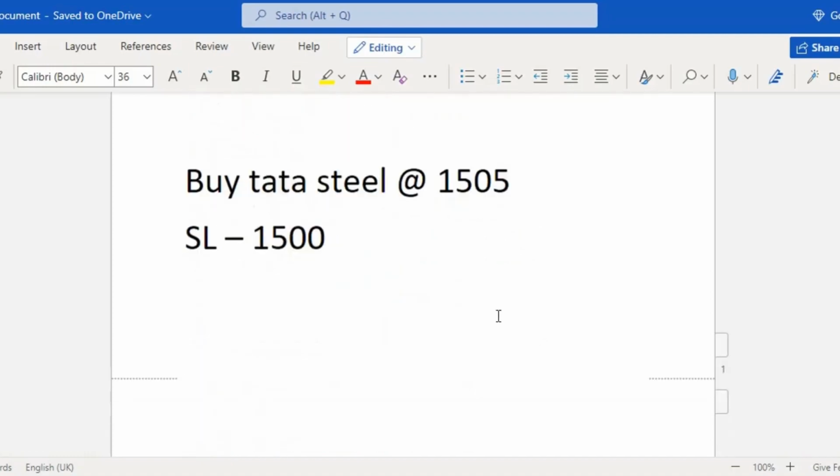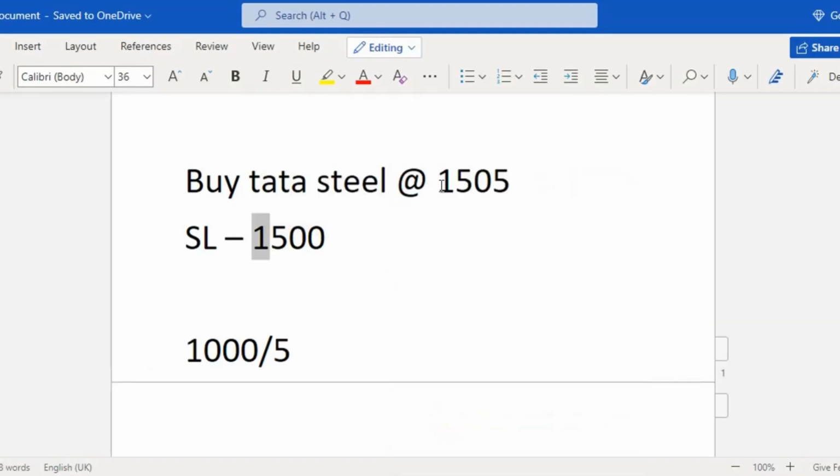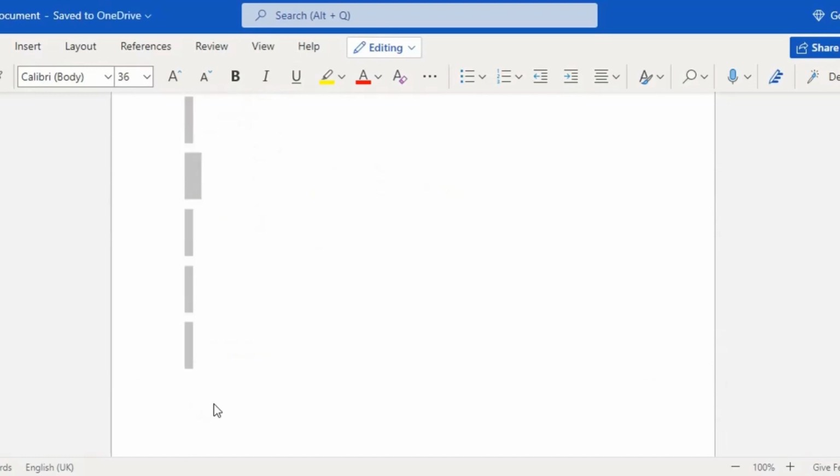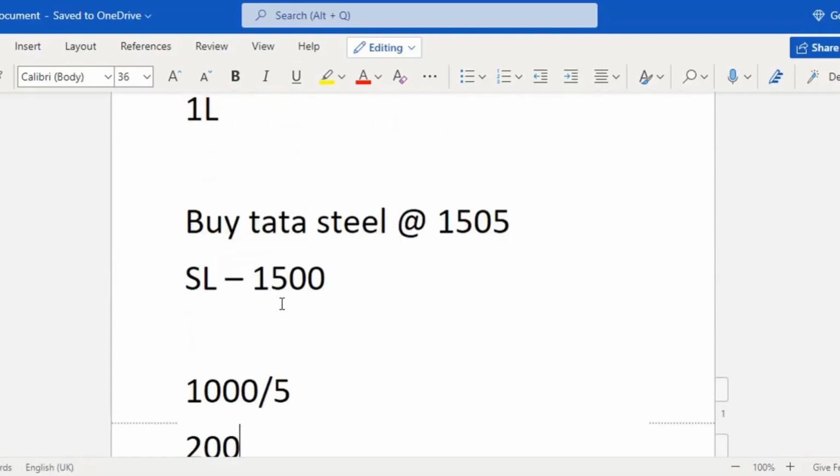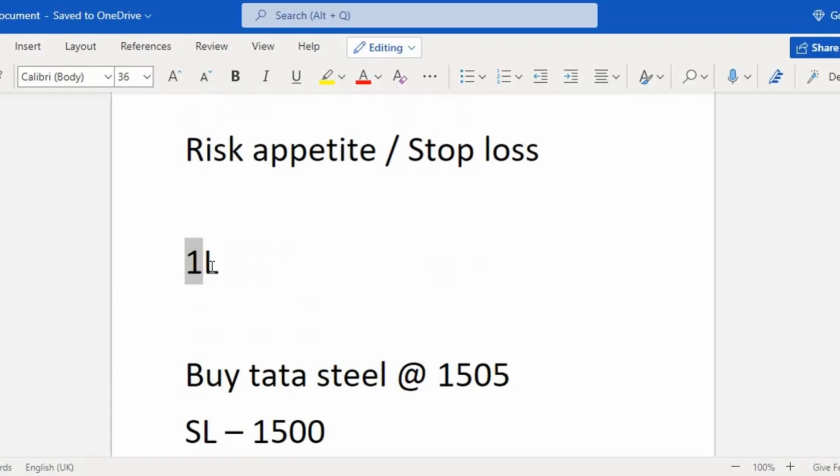What is your risk appetite in this particular case? Your risk appetite is 1%, which is 1000 rupees, right? And then you have your stop loss. What is your stop loss? Your stop loss is 5 rupees. How 5? 1505 minus your stop loss level, so your buying level minus your stop loss level. So that is the number we get: 5 rupees stop loss. 1000 divided by 5, what is that? It is going to be 200. So 200 is the number of quantity that you would be punching for buying Tata Steel at 1505, stop loss at 1500, and when your capital is 1 lakh rupees.